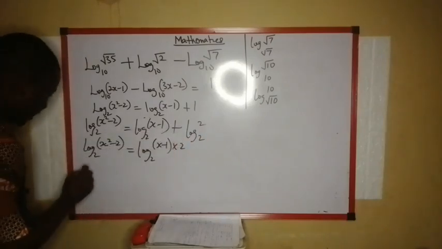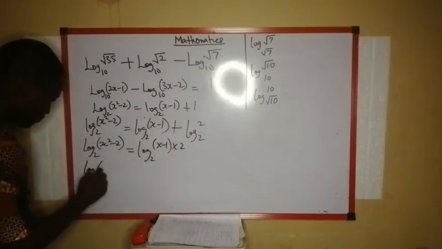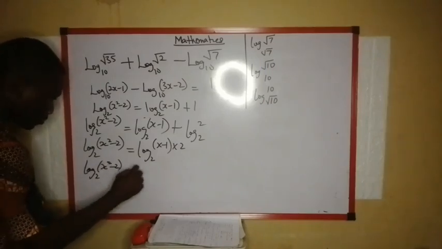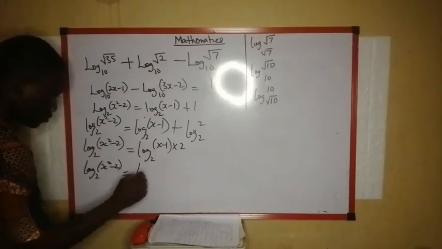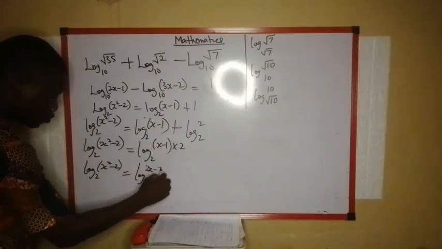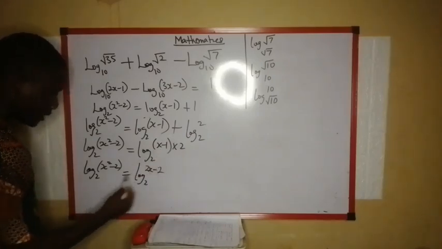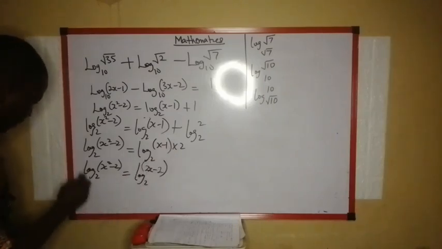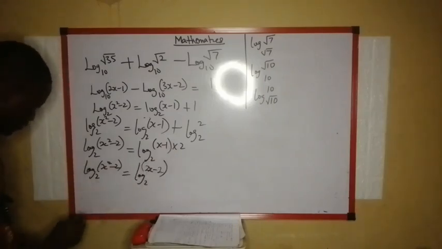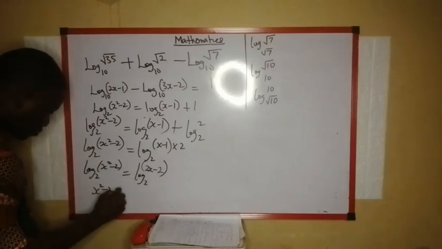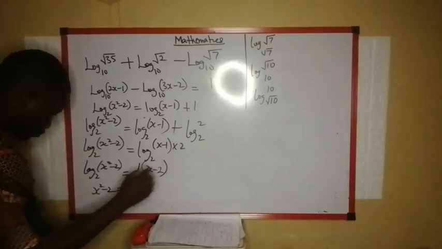The next step, we have log 2x minus 2 equal to log 2. What 2x? We have 2x minus 2, because 2 times x is 2x, and minus 1 times 2 is minus 2. So now we have these two logarithms. They are equal, meaning that x squared minus 2 is equal to 2x minus 2.